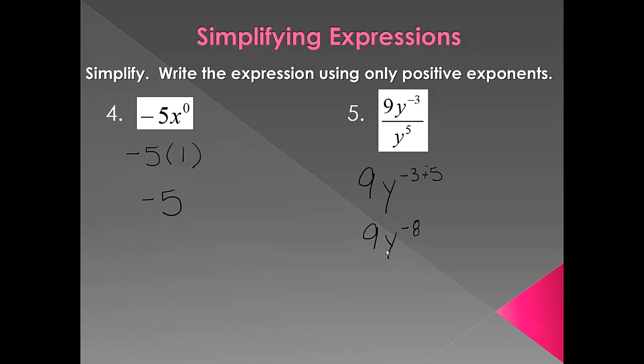I have a negative exponent for my y, so that needs to be in the denominator. My 9 has a positive exponent. It just has a 1 with it. So my 9 actually stays in the numerator. I don't have to move it. My y to the negative 8th power would then be in my denominator. When I move it to the denominator, my exponent becomes positive. So I have 9 over y to the 8th power, or 9 divided by y to the 8th power.